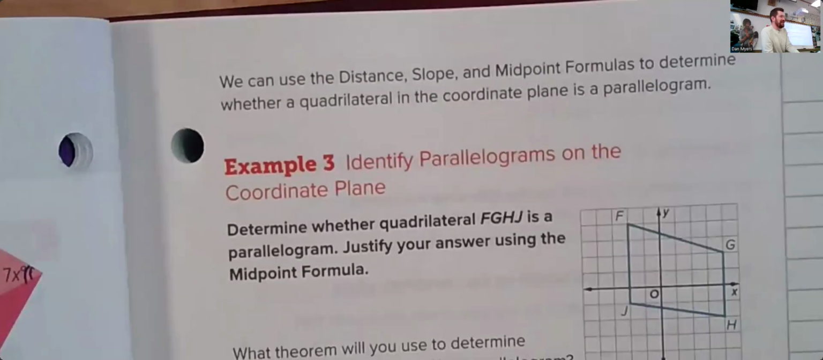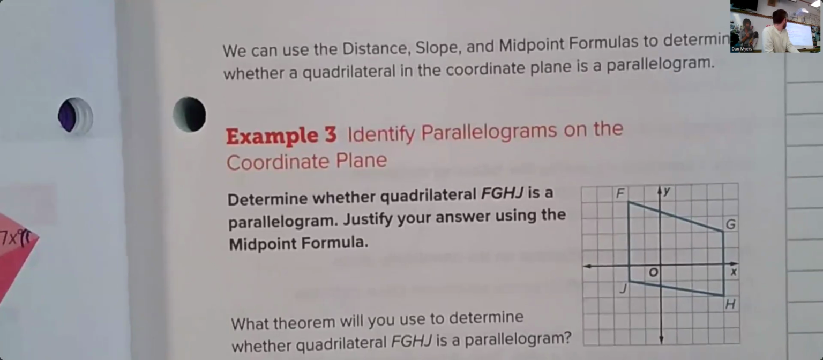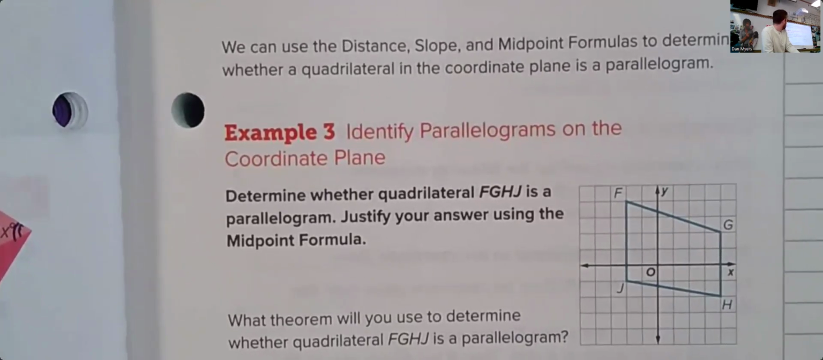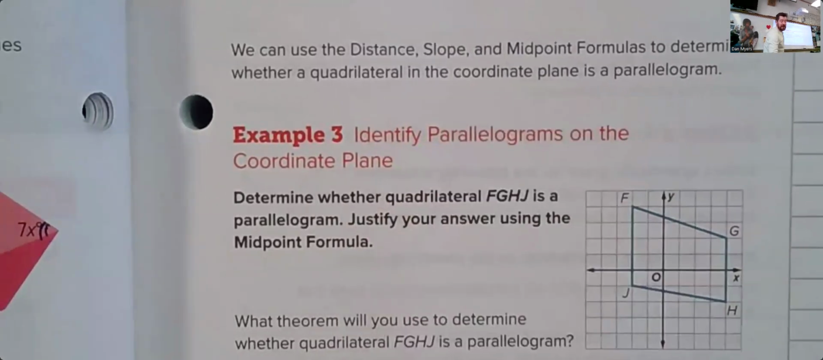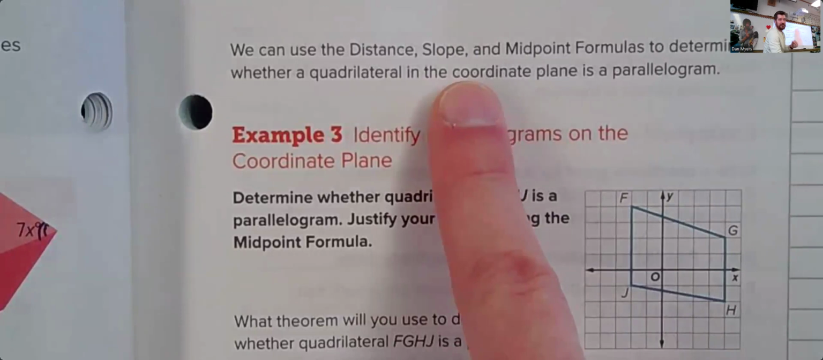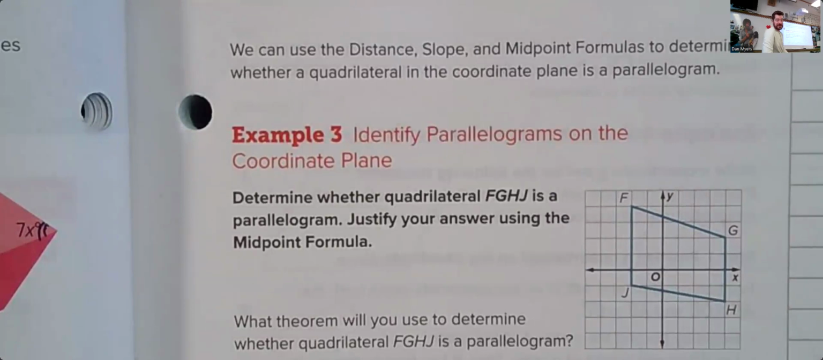That's why I put that qualifier on there, not just by looking at it. So we can use distance, slope, and midpoint formulas to determine whether a quadrilateral in the coordinate plane is a parallelogram. Now, I would go ahead and alter this first sentence a little bit. Distance, slope, or midpoint formulas is how I would use it. You don't have to do all of them. You can do one of those three things. My preference generally is to go with slope, because I find the slope formula to be the quickest thing, as opposed to distance formula.